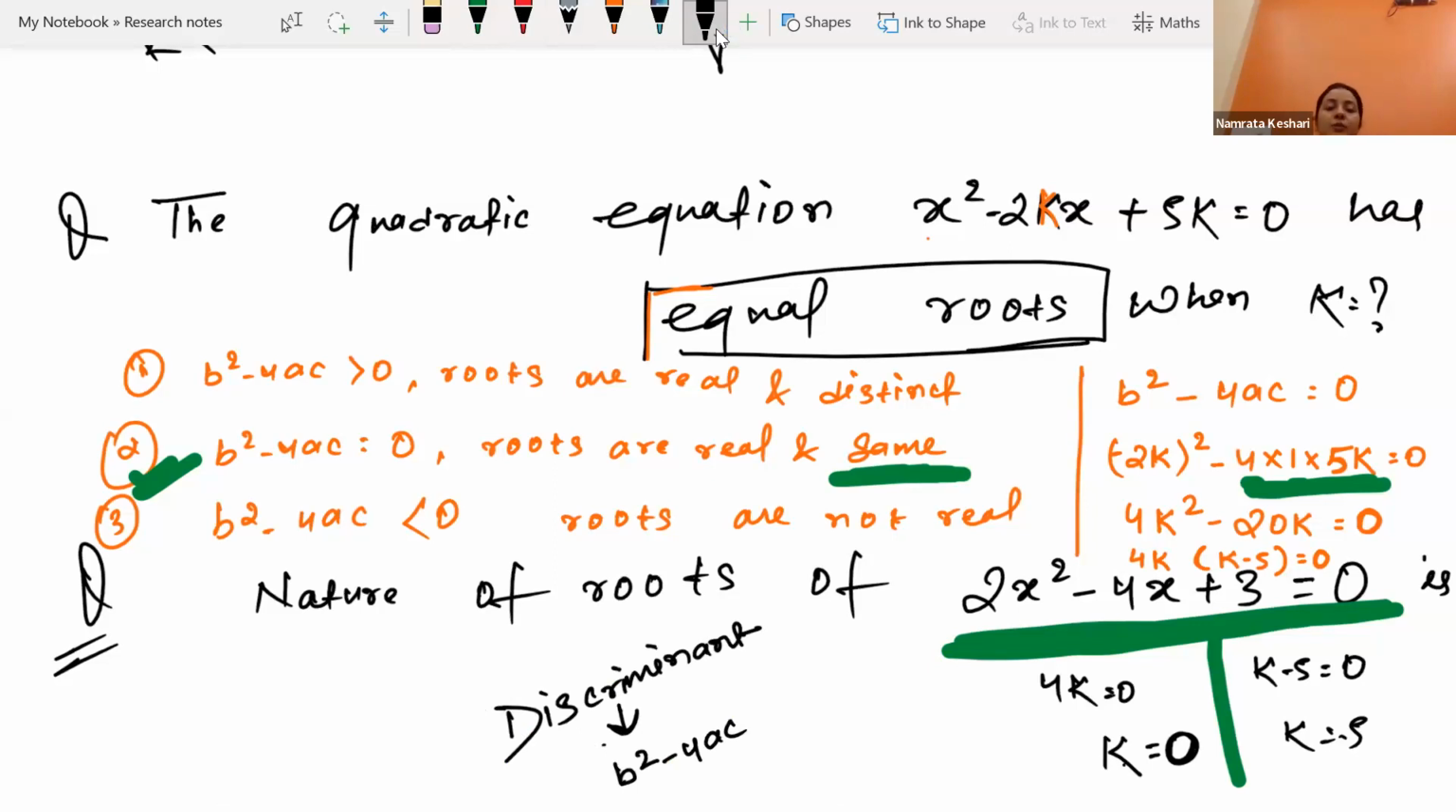Okay, so we will be checking b square minus 4ac, whether it is bigger than 0, smaller than 0 or equals to 0. Please do it now.